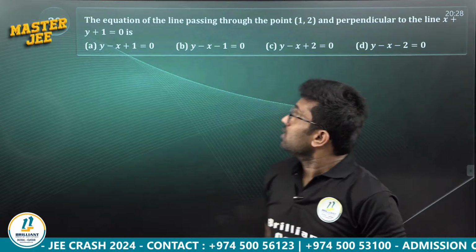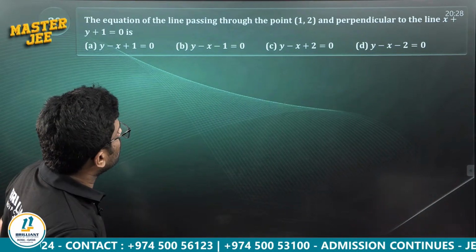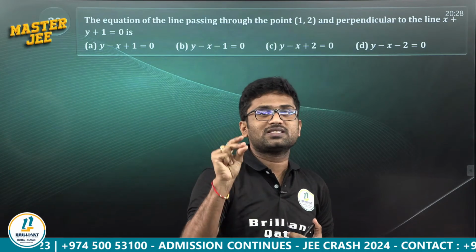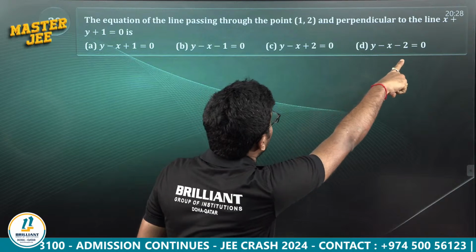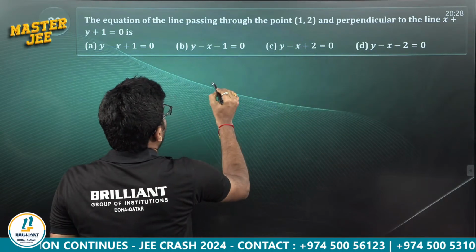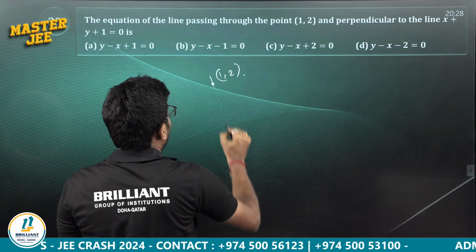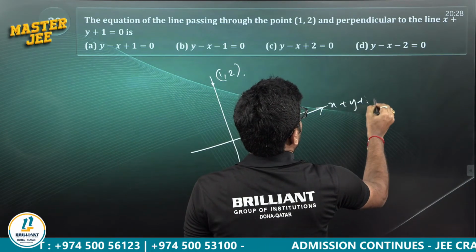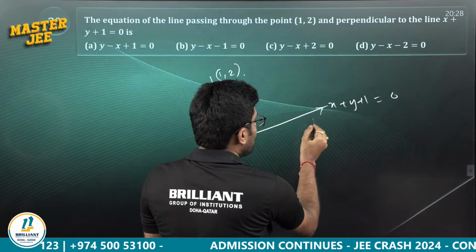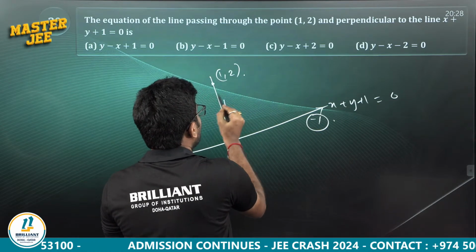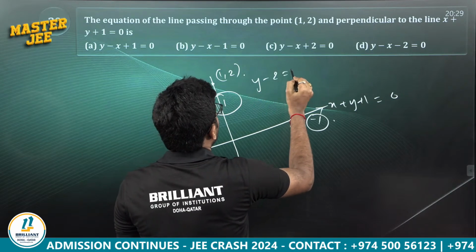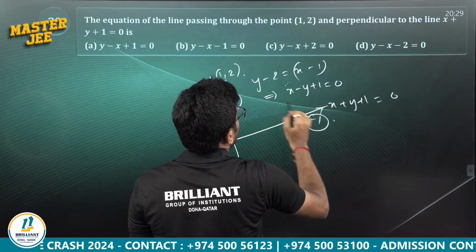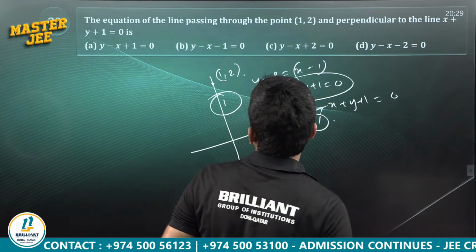The equation of the line passing through the point 1, 2 and perpendicular to the line x plus y plus 1 is equal to 0. Direct question it is. Just get the slope of that particular line. Our line is passing through 1, 2 and perpendicular to this line x plus y plus 1 equals 0. What is the slope of this line? Minus 1. Therefore, the slope of our line will be 1. So directly y minus 2 is equal to 1 times x minus 1. Finally, we get x minus y plus 1 is equal to 0.